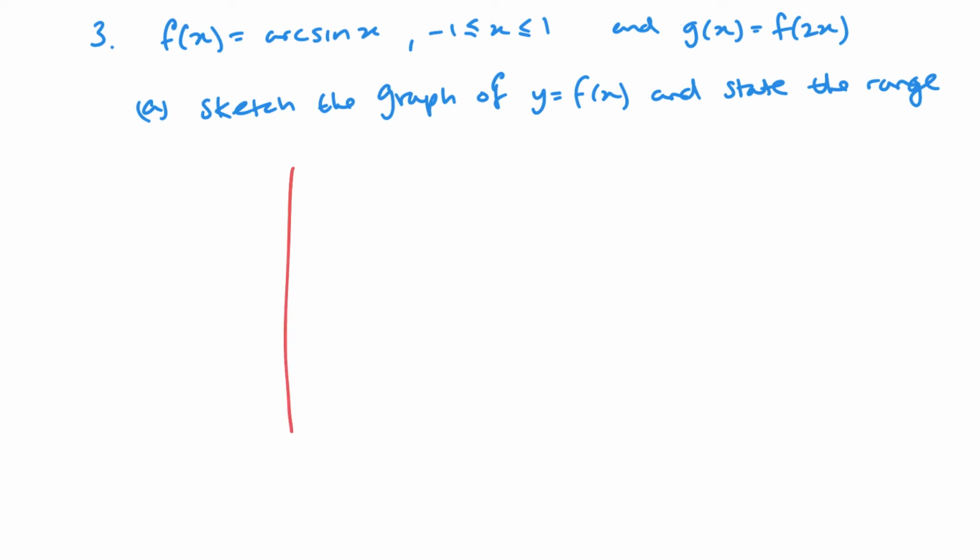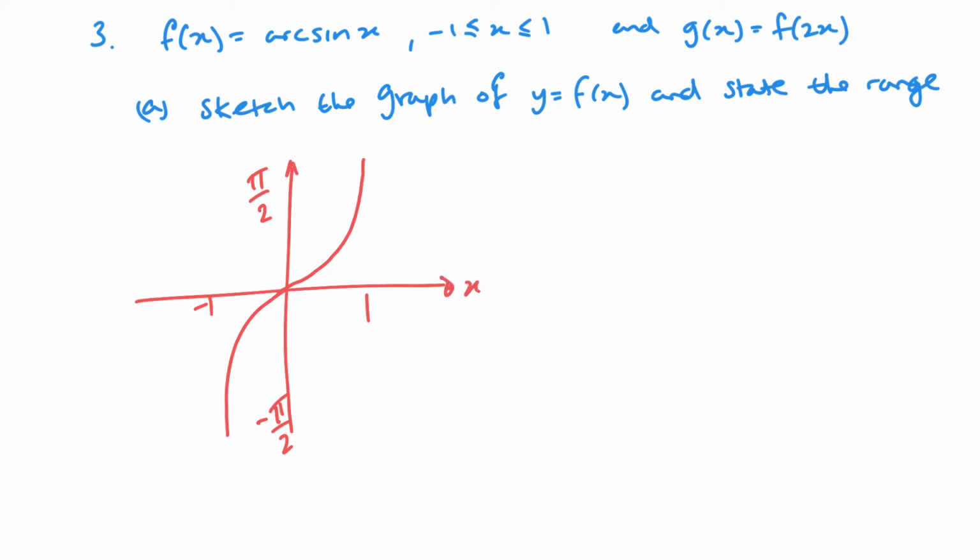Okay, straightforward arcsin graph. Should know what this looks like now. It kind of looks a lot like an x cubed graph, doesn't it? 1, minus 1. Oh, should be number 2 there. And there we are, done and dusted. Don't forget my x and my y. Range here is between minus pi by 2 and pi by 2.